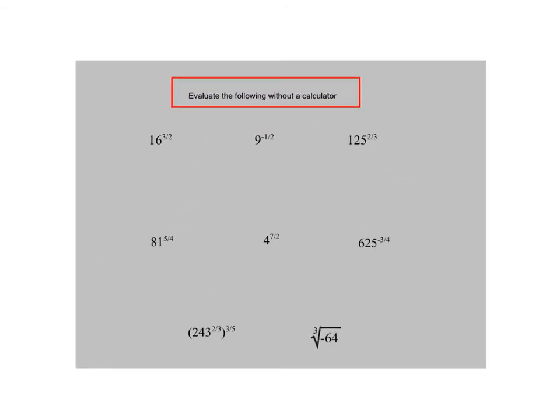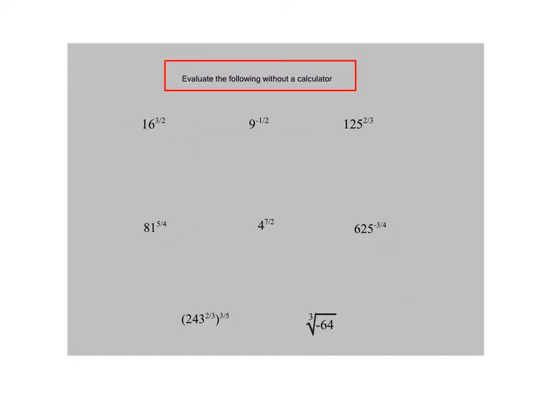Last slide here. Evaluating these without a calculator. I won't run through all of these right now, but this again would be 16 to the 1/2 raised to the 3rd. So that's 4 to the 3rd. 9 to the negative 1/2. So this is again 1 over 9 to the 1/2, which is 1 over the square root of 9. And so 1 over root 9 is just 1/3.